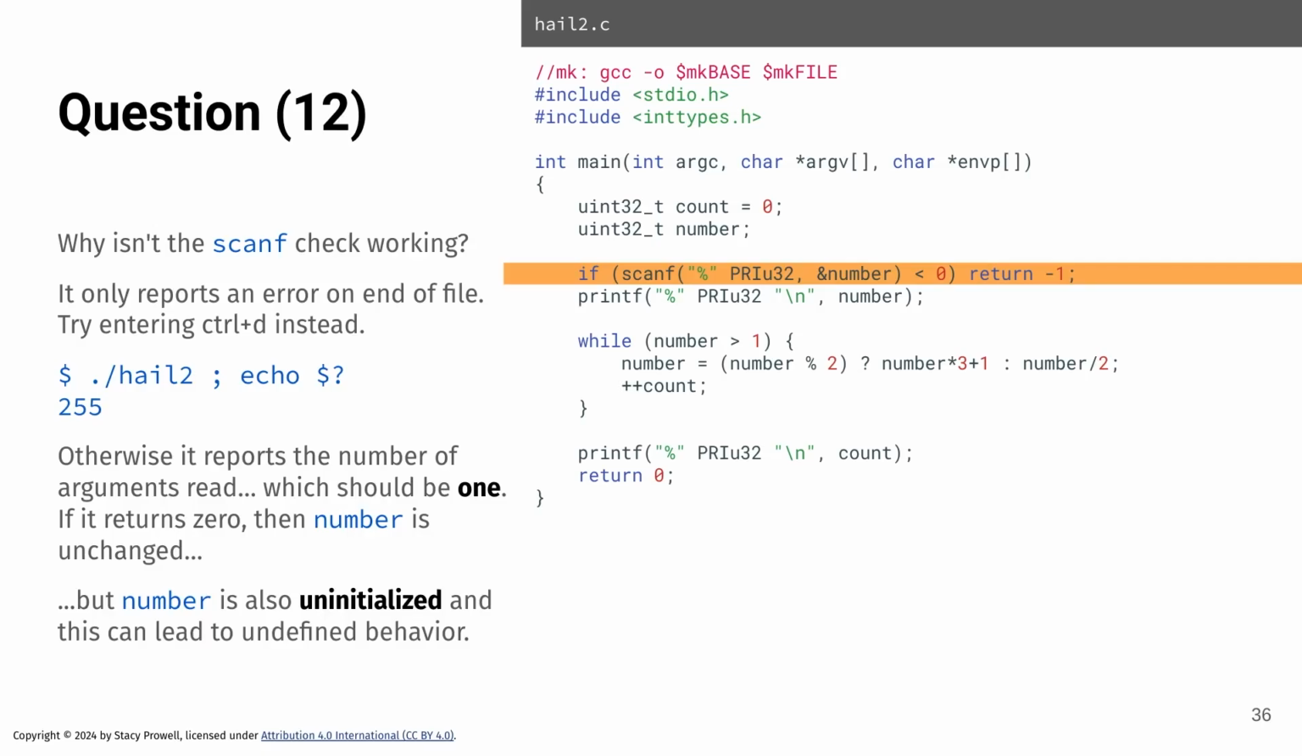1 is not less than 0, so that didn't fail. What if it returns 0? What if it can't read 1? I mean, Fred wasn't a number. What if it couldn't read anything when I put in Fred? It would return 0. 0 is not less than 0, so that does not catch that error. Oh.